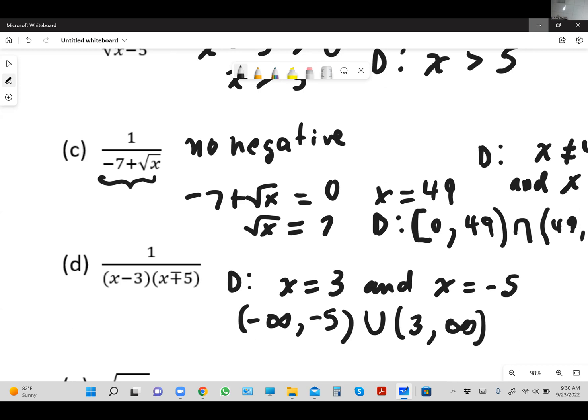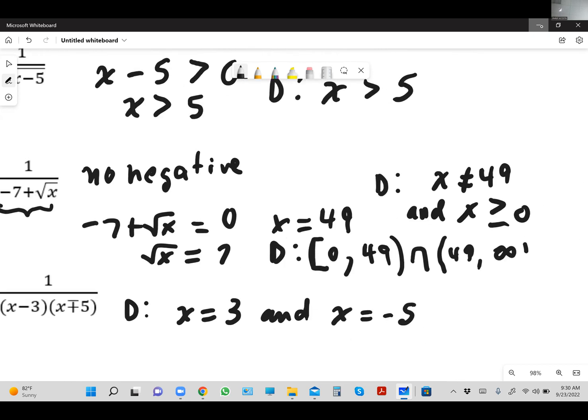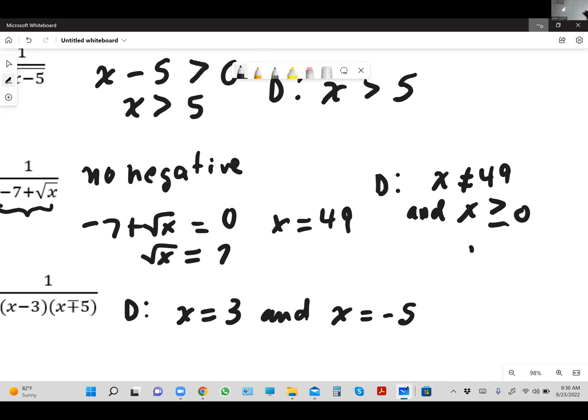No, don't write in set notation. We're going to do a lesson on set notation, so don't worry about it. All right, look, for now just write in words. I'm happy if you just say x equals 3 and x equals -5. No, sorry, x cannot equal 3 and cannot equal -5.